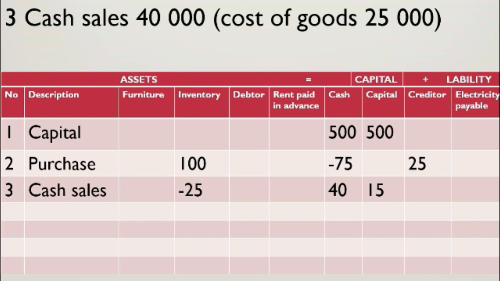Let's say in this example, if we sell these 25,000 worth goods for 25,000, then no adjustment will be made to the capital column because cash asset will increase by 25,000 and inventory asset will decrease by 25,000. Let's say we are selling the same 25,000 worth goods for 20,000, then cash asset will increase by 20,000, inventory asset will decrease by 25,000 and capital will decrease by 5,000 because of the loss made.